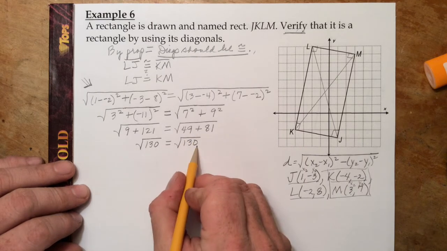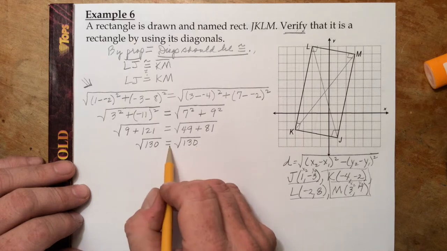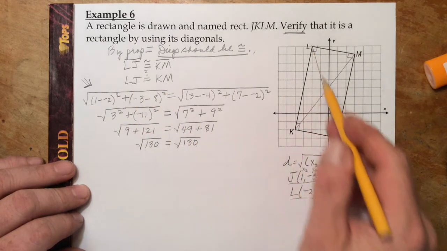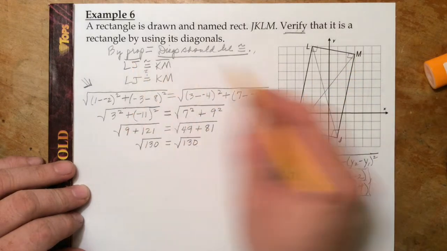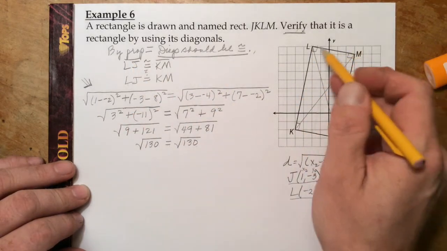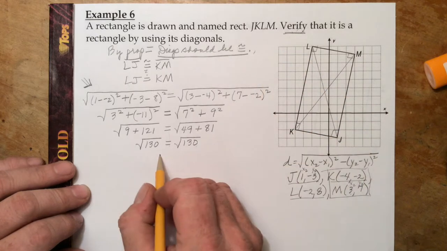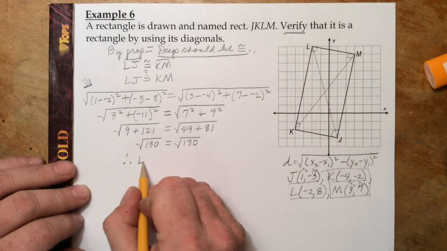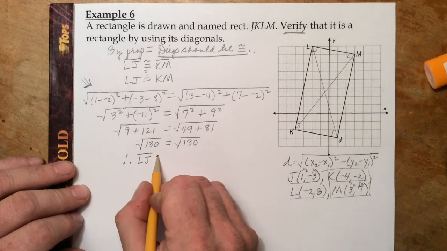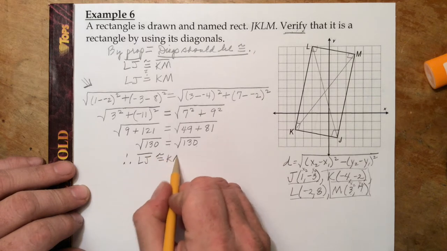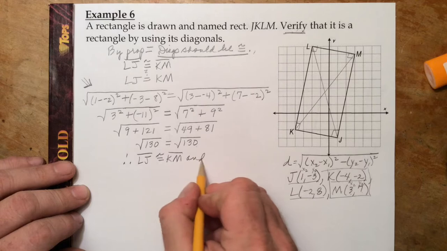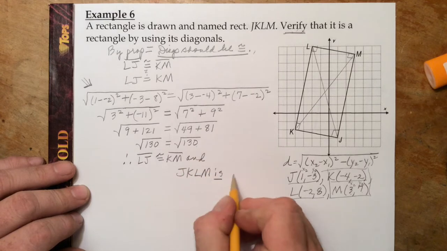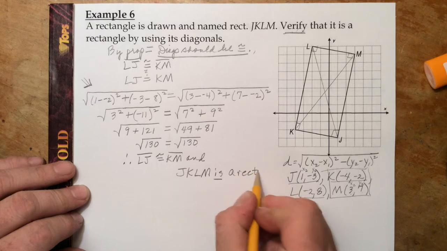Now that we show that the left side equals the right side, we have verified that LJ and KM are indeed equal in length, therefore they're congruent, and because they're congruent, this is a rectangle. We've verified that it is. So let's finish up by saying, therefore, LJ, or JL, is congruent to KM, and JKLM is a rectangle.